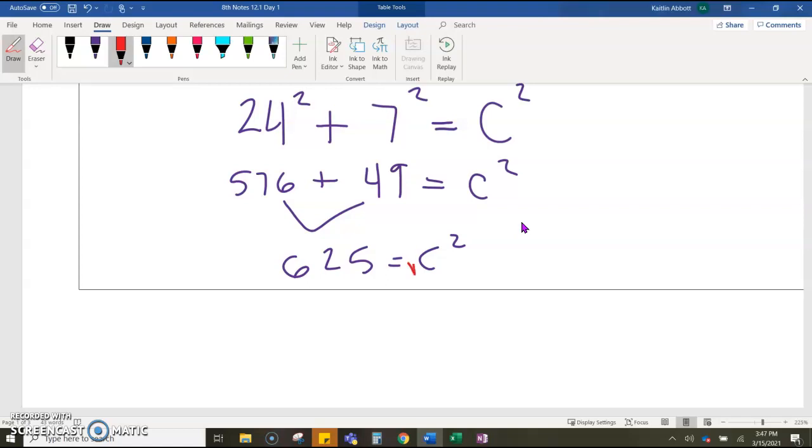They look like this. So we're going to take the square root, and what that does is it literally just cancels out that 2. It's going to be gone. But whatever we do to one side, we have to do to the other side. So we'd take the square root of 625. And so that's going to leave us with c over here, and then we're going to get the answer over here. So we're going to do the square root of 625.